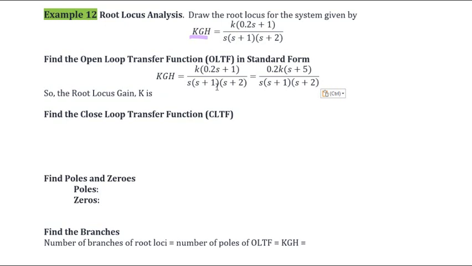The next step is to find the root locus gain, and in this case, it's right there, 0.2K. So we'll just write that in, and then we can move on to our next part of the problem.